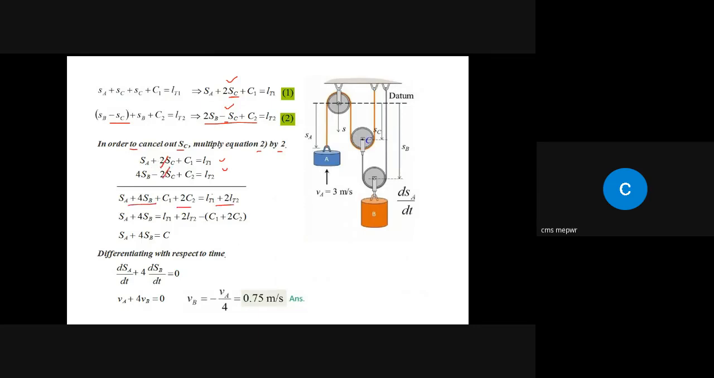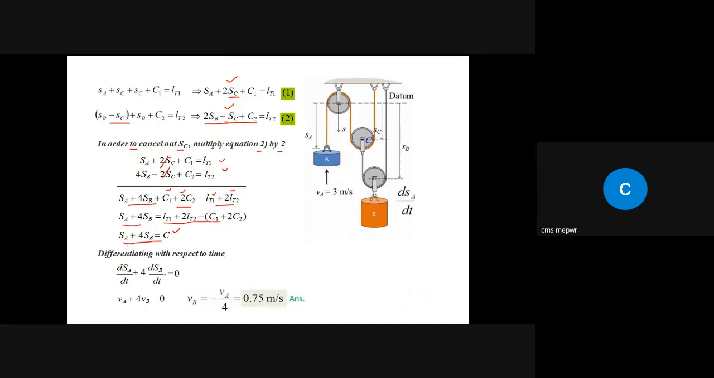Okay, so this LT1, LT2, this C2, this C1, all of them are basically constant. So let's combine all those on the right side and the other one on the left side. Okay, so we get basically this equation. Let all these constants be equal to a single constant C. So differentiate it with respect to time.